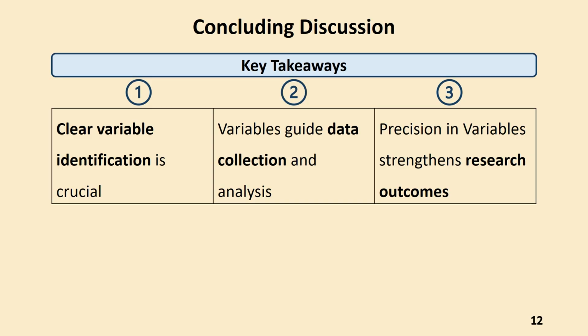Second, variables guide data collection and analysis. And third, precision in variables strengthens research outcomes. The more accurately and properly you have understood and defined your research variable, the more sound research outcomes you will have, which can be further generalized to have a good output.